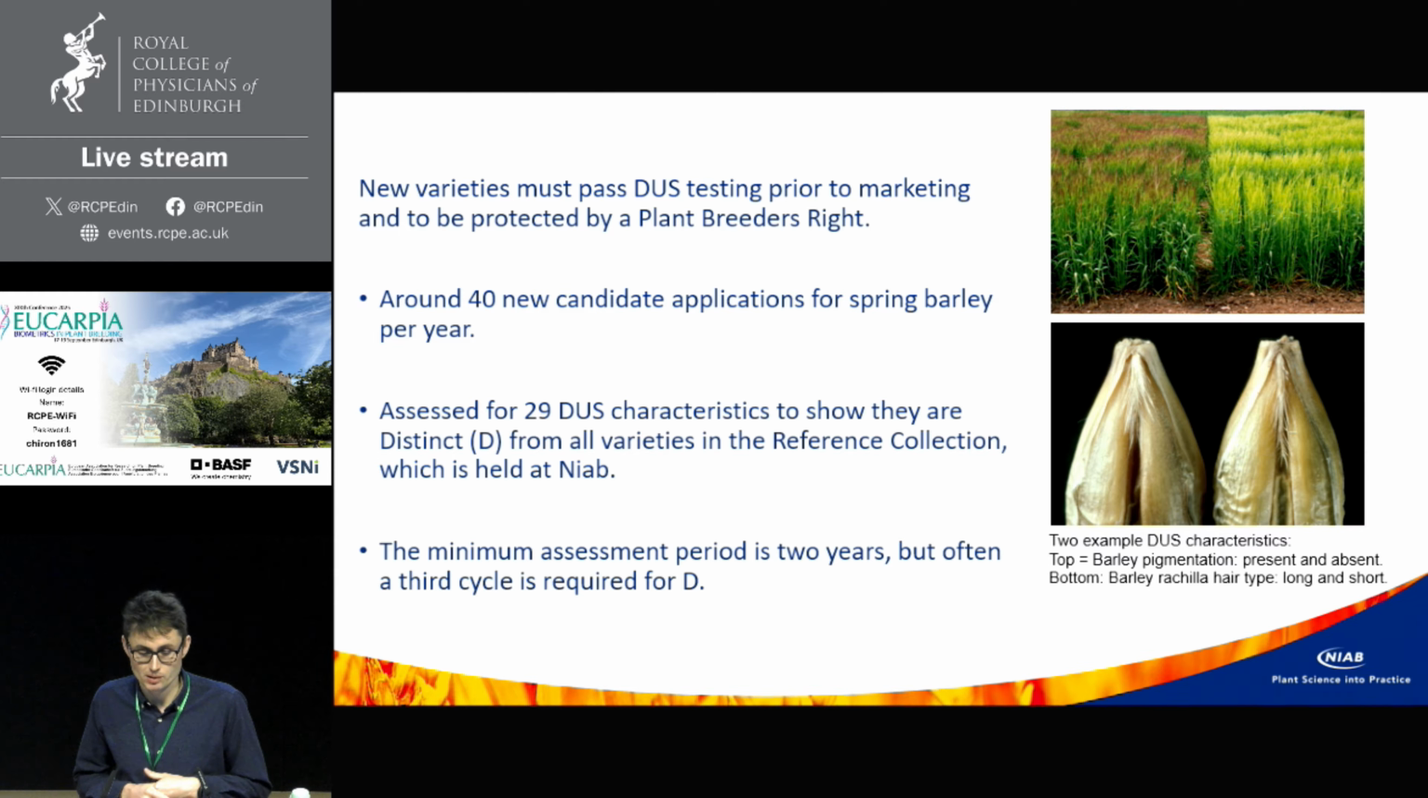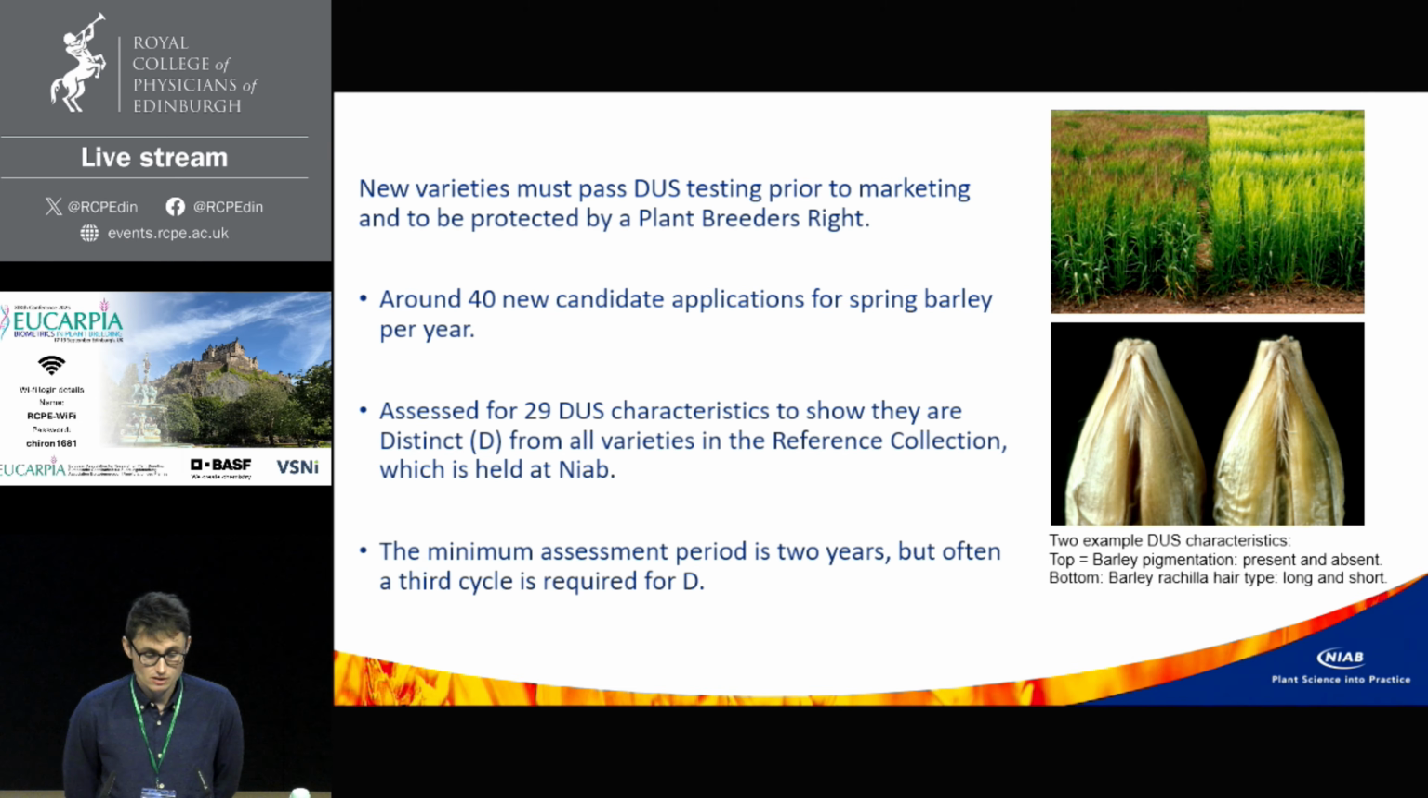So new varieties must pass what's called the DUS test prior to marketing and to be protected by plant breeders' rights, which are ultimately IP for new plant varieties. Around 40 new candidate applications are received for spring barley per year at the testing centre.